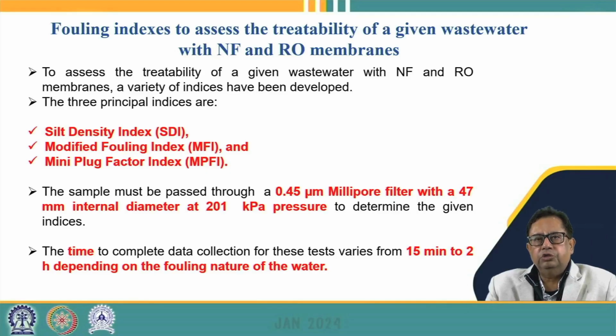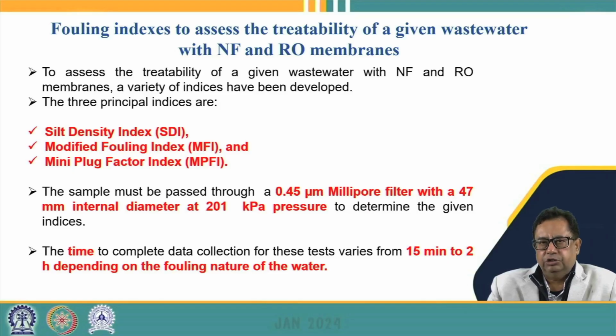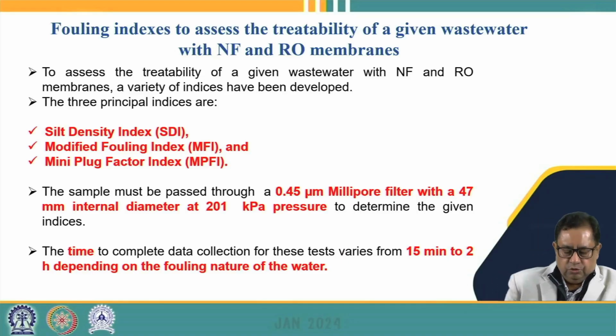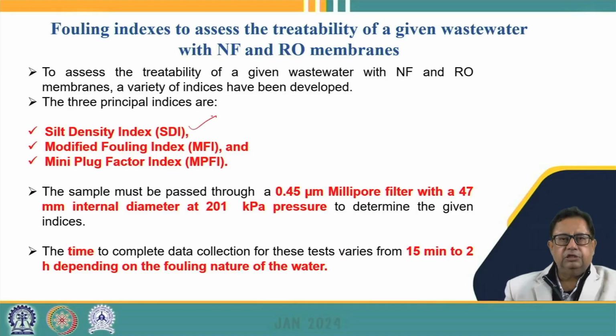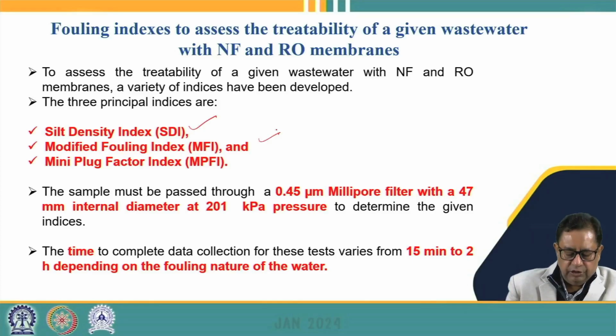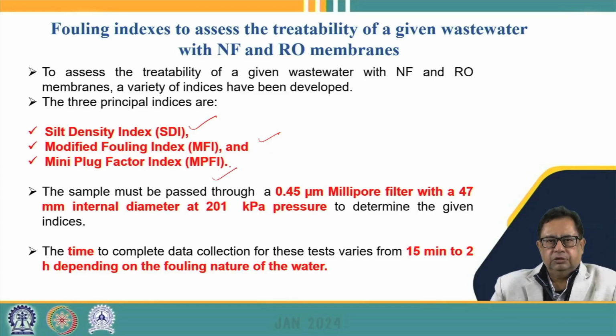So we should also see the treatability of such type of water, and whether the water which you are treating by the nanofiltration process or RO process is fit for such a process. For that we have to assess by using certain indices that we have developed. One is called the silt density index, another is the modified fouling index, also known as the mini plug flux factor index.